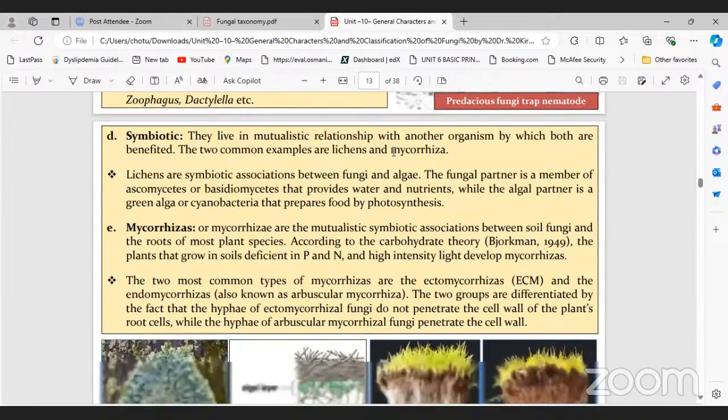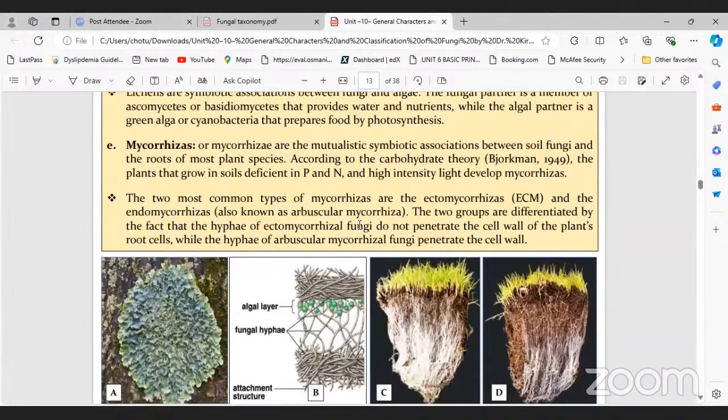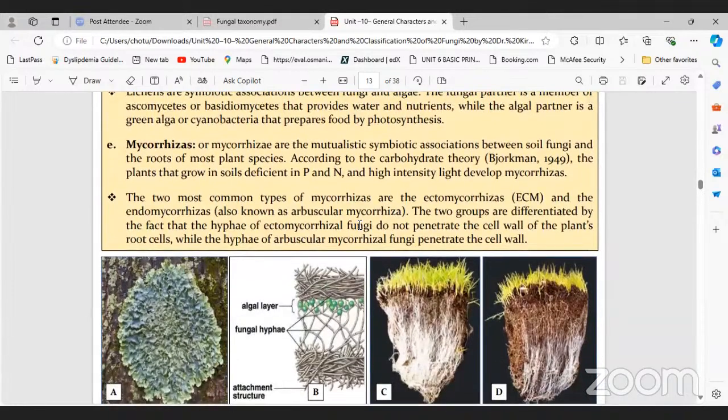Here, mycorrhiza or mycorrhizae are the mutualistic symbiotic association between soil fungi and the roots of most plant species. Very important. What is the main point in this one? Mycorrhiza is the mutualistic symbiotic association between the soil fungi and the roots of most plant species.